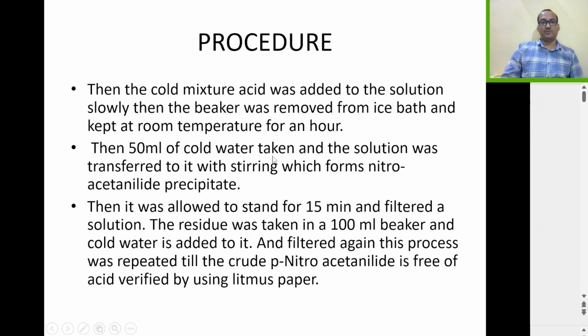Then 50 ml of cold water was taken and the solution was transferred into it with stirring, which forms nitroacetanilide precipitate. Then it was allowed to stand for 15 minutes and the solution was filtered. The residue was taken in a 100 ml beaker and cold water was added to it and again filtered, and this process was repeated till the crude para-nitroacetanilide is free of acid, which can be verified by using litmus paper.